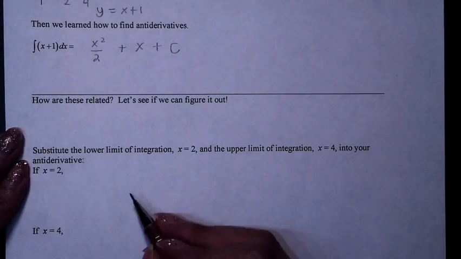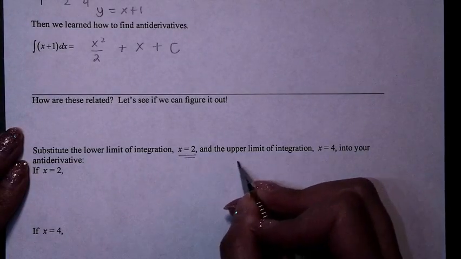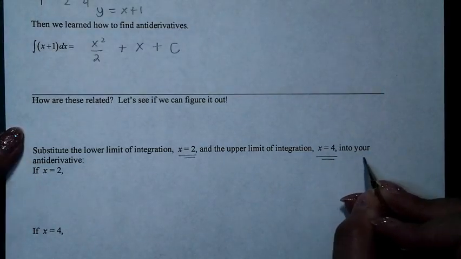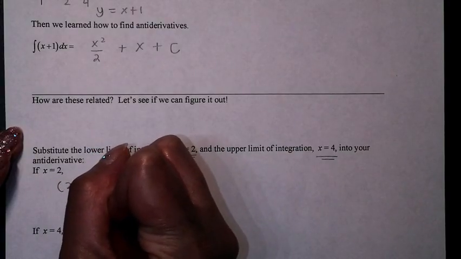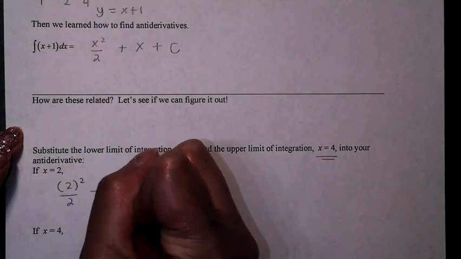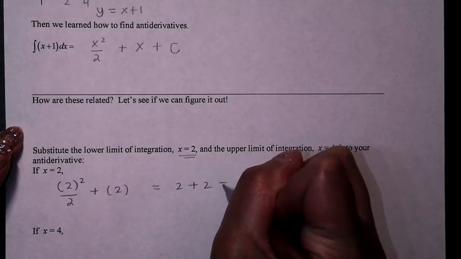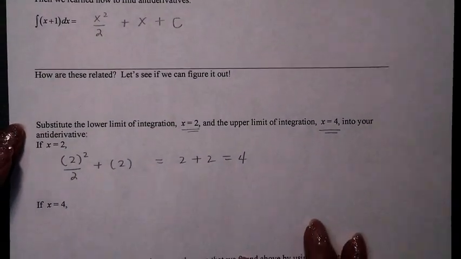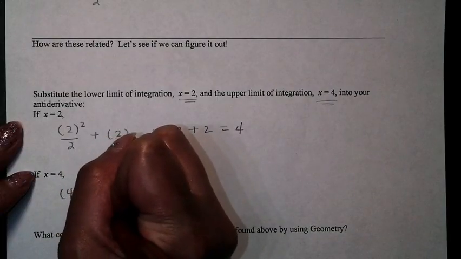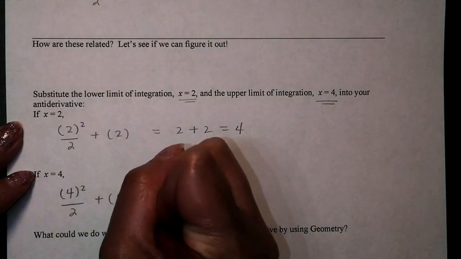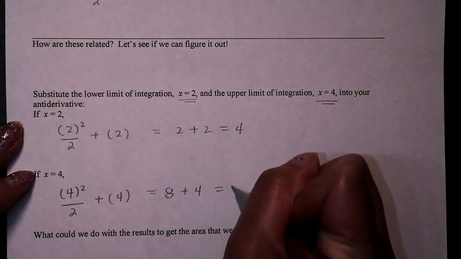What we're going to do over here is substitute the lower limit of integration, x equals 2, and the upper limit of integration, x equals 4, into your antiderivative. So if you substitute the lower limit, what do you have? You have 2 squared divided by 2 plus 2, meaning you have 2 plus 2, that's going to be 4. Now if we do the same with the upper limit, what happens? You have 4 squared divided by 2 plus 4, and this is going to be equal to 8 plus 4, which is 12. Do you agree with that?